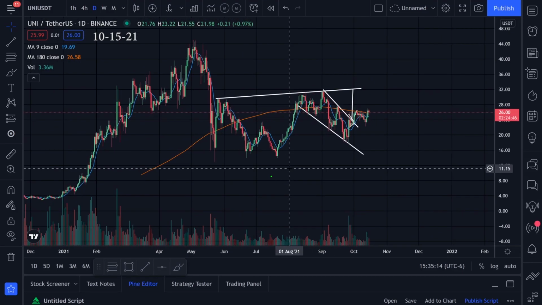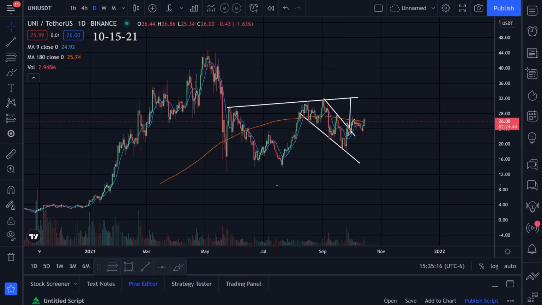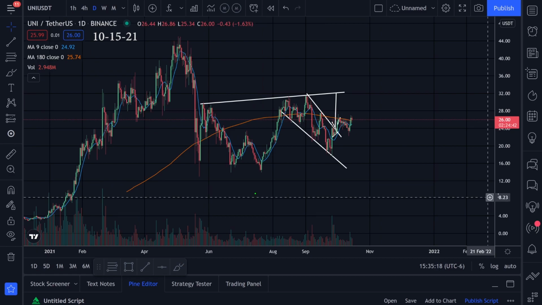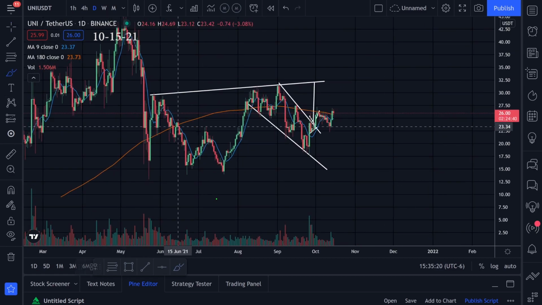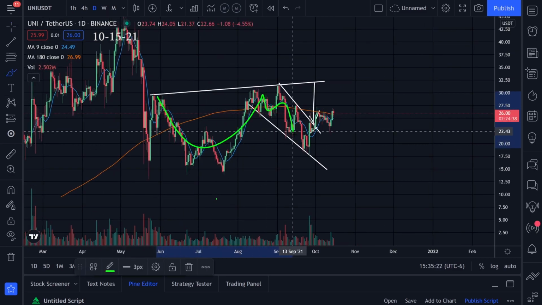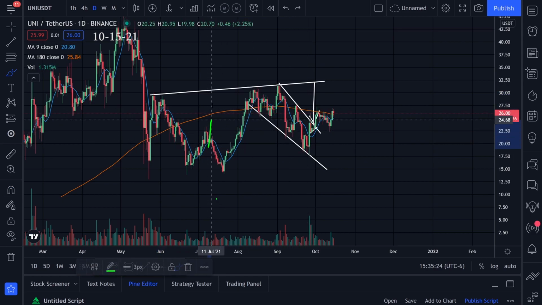Let's take a look at the chart action for Uniswap. Alright, so here is what we've been looking at on Uniswap, or here's what I've been looking at. We had a cup and handle pattern, something like this. I was thinking targeting from the top to the bottom of this cup from the breakout right here.